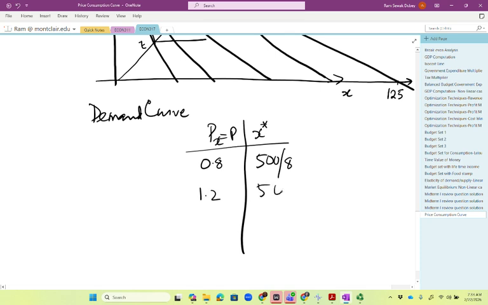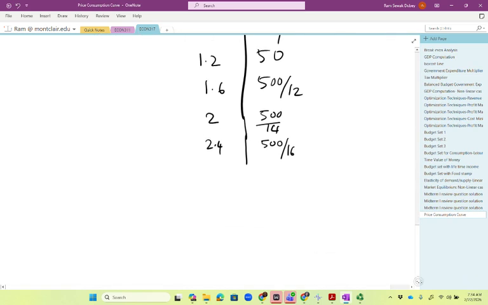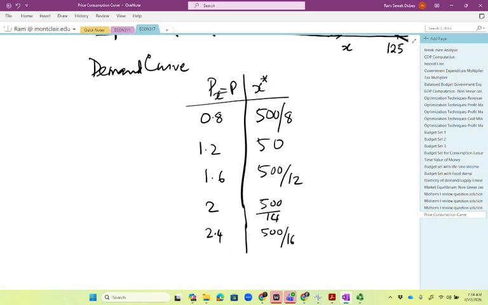1.2 turns out to be 50. 1.6 turns out to be 500 over 12. 2 turns out to be 500 over 14. We could have listed down some more. Maybe I will write down at least the one we had written before, 2.4, 500 over 16. And now we can plot these for the inverse demand function for good X.